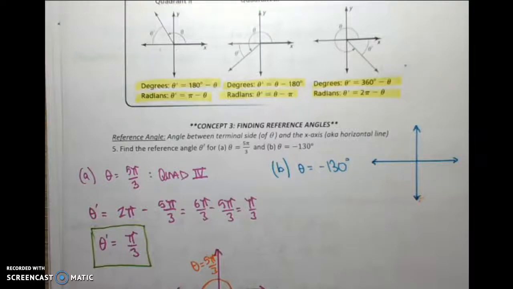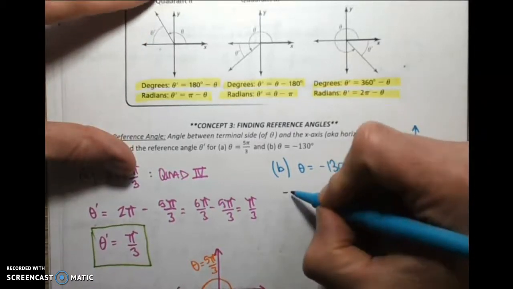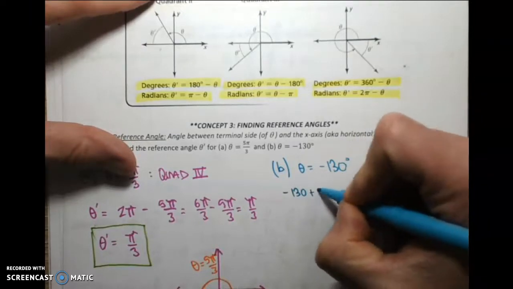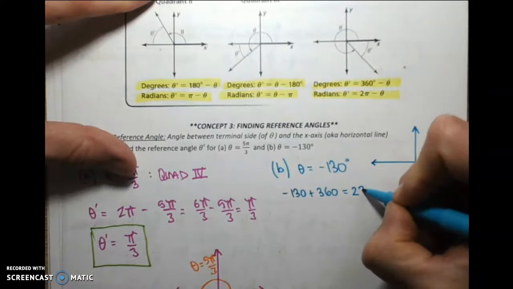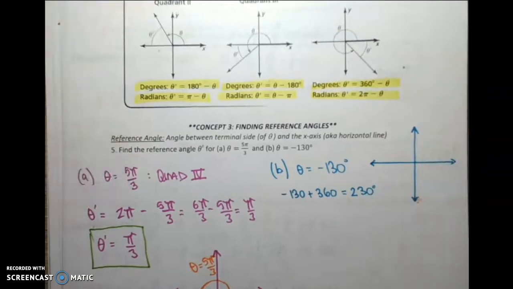To continue on with our 9.3 notes, I'm on B. Theta equals negative 130 degrees. What I like to do with this negative is take the coterminal to it. So if I take negative 130 degrees plus 360 degrees, that gives me 230 degrees. And now I really know the positive.